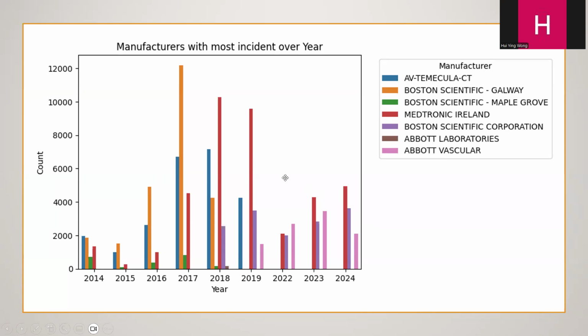But from 2018 to 2024, Medtronic Ireland, which is the red line, emerged as the manufacturer with the most reported issues. So you can see the red line is always the highest for those 5 years. Therefore, the doctors should be aware of these two stents from these two manufacturers.